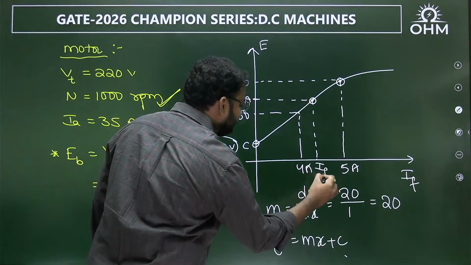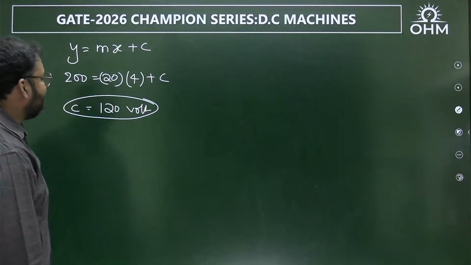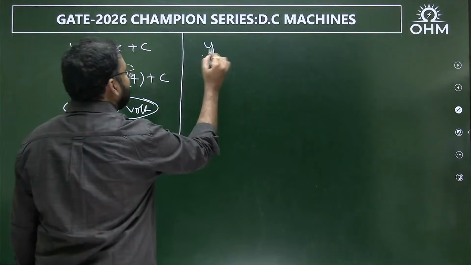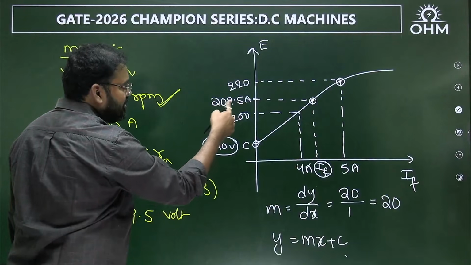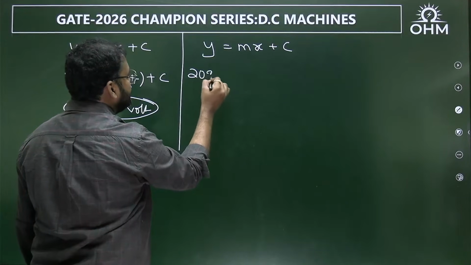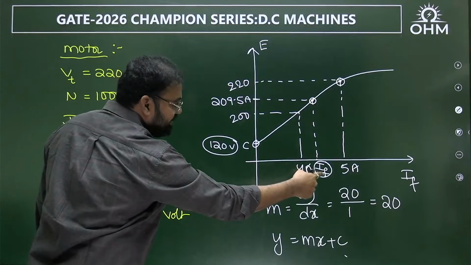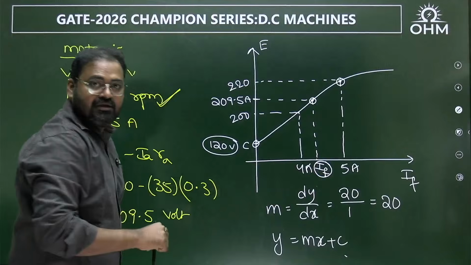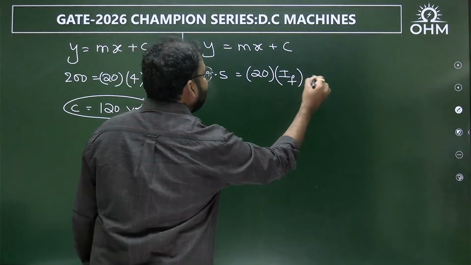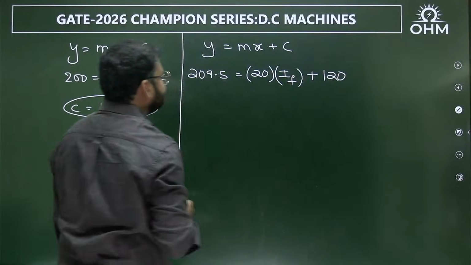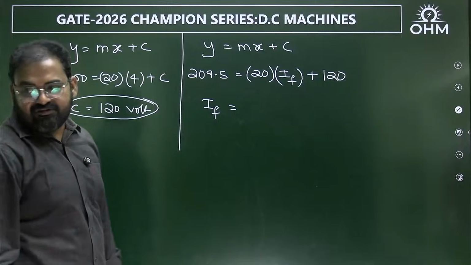Let's say that the unknown field current is IF. At what field current will 209.5 come? According to this same equation, y = mx + c. What is the y-axis value now? 209.5. What is the slope? 20. What is the x-axis value? I don't know, that is what I have to find out, right? At what field current will that come? That is IF. C will not change, right? 120. So now you tell me, at what field current will that 209.5 come?